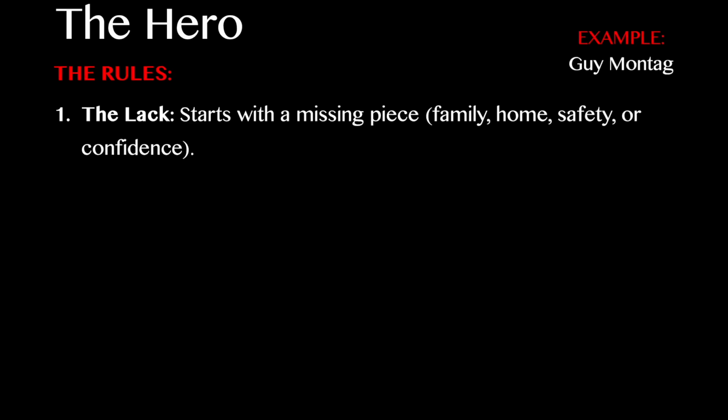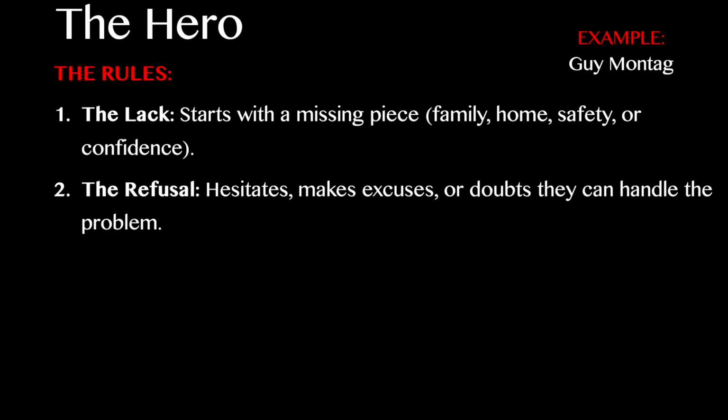Some rules for heroes would be, number 1, the lack rule, which means that every hero starts with a missing piece. Our example, as you see in the top right, is Guy Montag in Fahrenheit 451. He lacks happiness. Clarice says, "Are you happy?" And he realizes, I guess I'm not, okay? So everybody has this missing piece. Every hero has a missing piece at the beginning of the book.